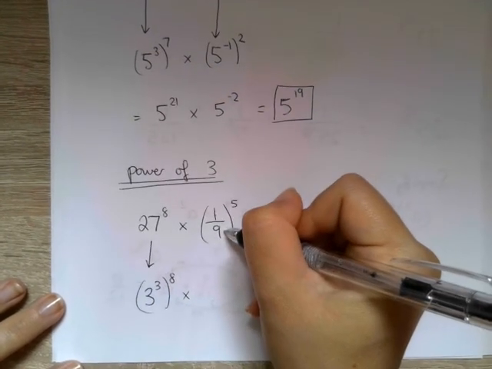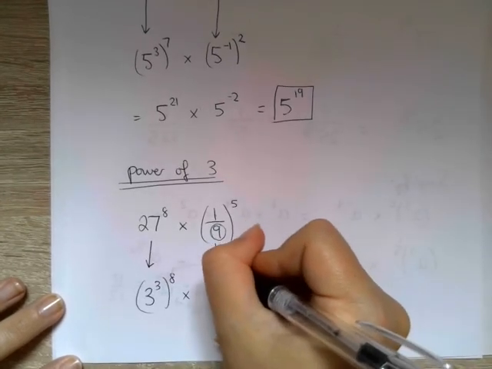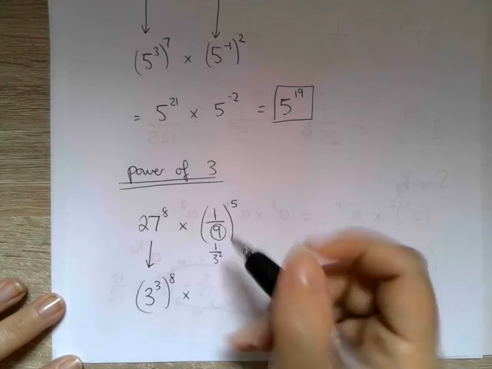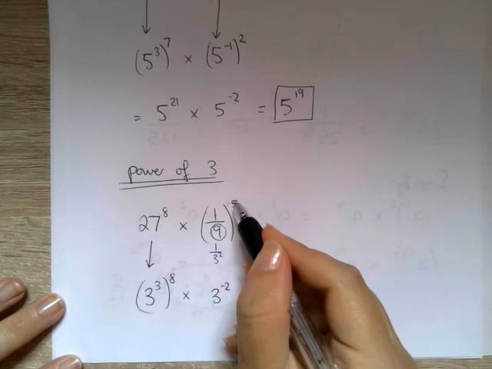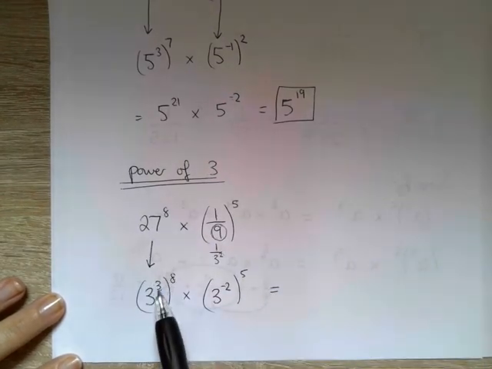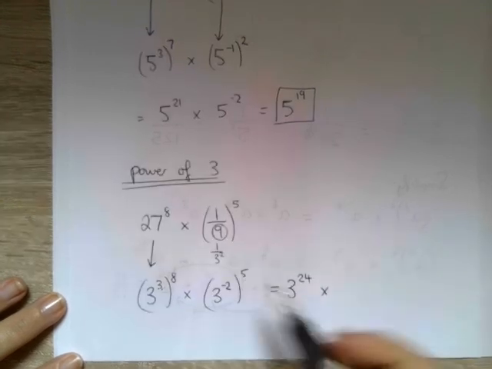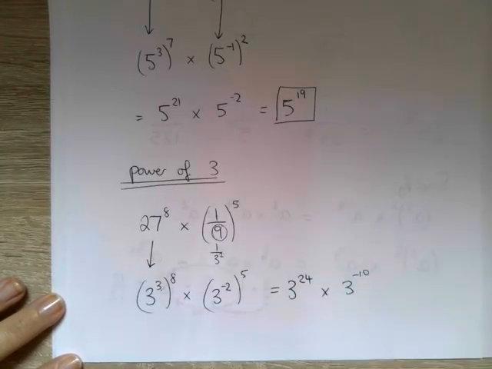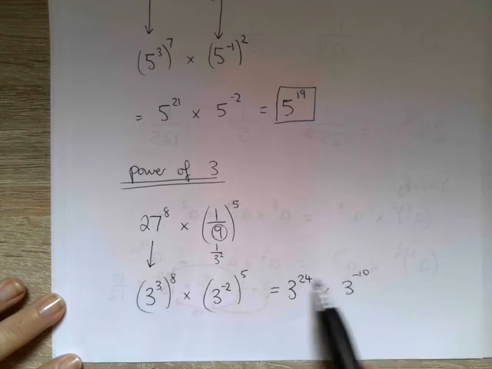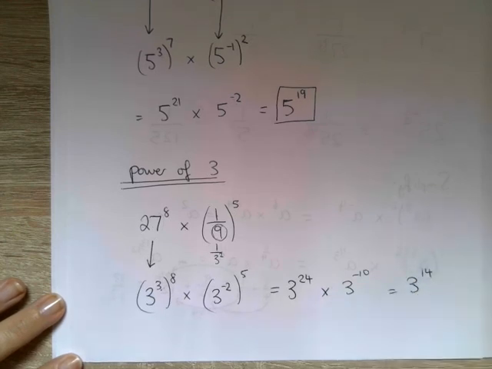Right, the 1 over means it must have been a negative indices. Now 9 is 3 squared, isn't it? So that's the same thing as 1 over 3 squared. So if it's a negative indices, instead of positive 2, it's going to be minus 2. And then that's to the power of 5. So now times these together. So 3 times 8 is 24. And minus 2 times 5 is minus 10. So now because I'm timesing, I'm going to add these together, but because this is negative, it's like 24 minus the 10. So my final answer would be 3 to the power of 14.